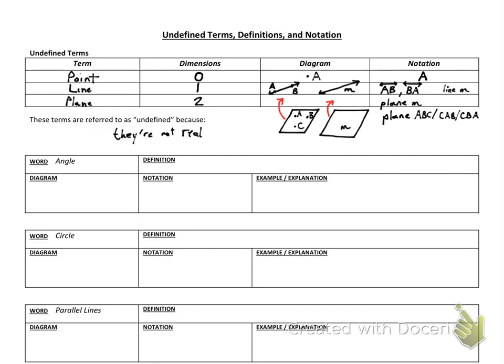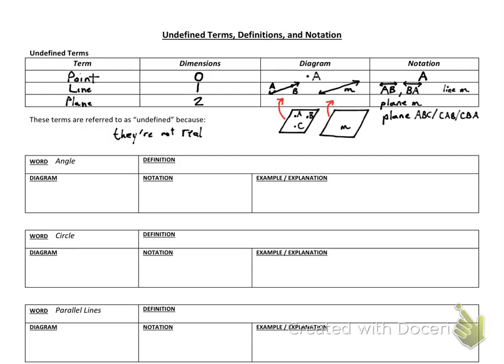Now, every other object that we use in geometry is built on these three undefined terms. Everything else is really just a collection of points, lines, and maybe planes, if you're talking about something three-dimensional. But it's all just built up of these undefined terms.